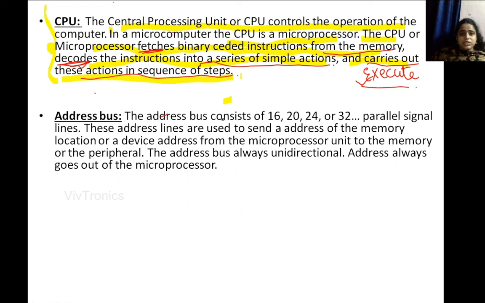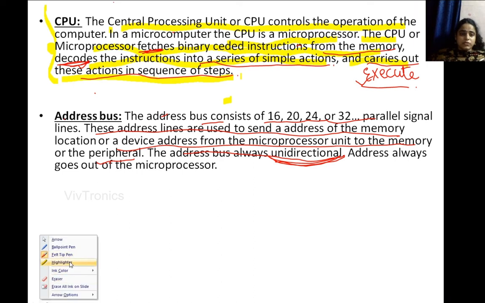First, the address bus. The address bus consists of 16, 20, 24 or 32 parallel signal lines. These address lines are used to send an address of a memory location or a device address from the microprocessor unit to the memory or peripheral. The address bus is always unidirectional. This one you have to keep in mind. The address bus always performs unidirectional operations. That means it is either to memory or else from memory.